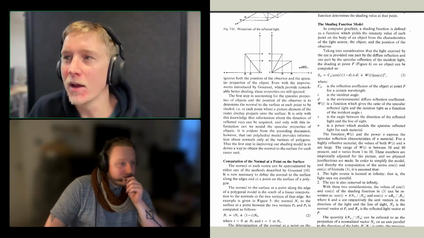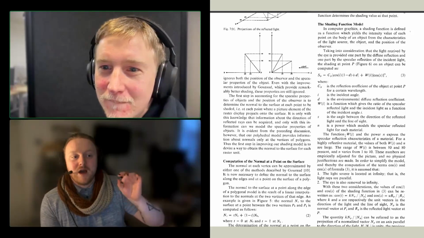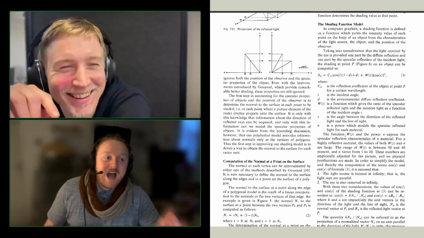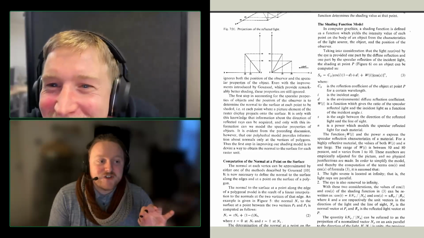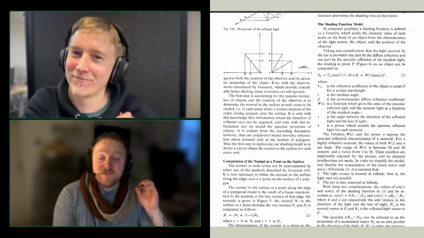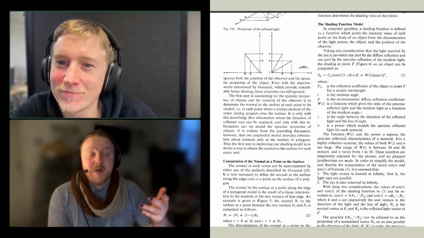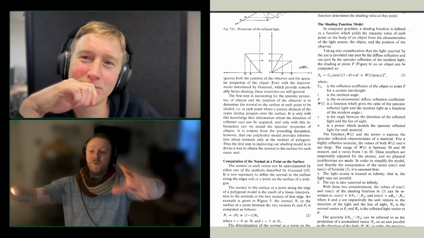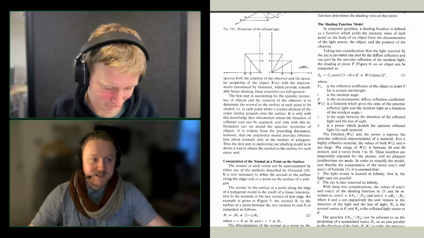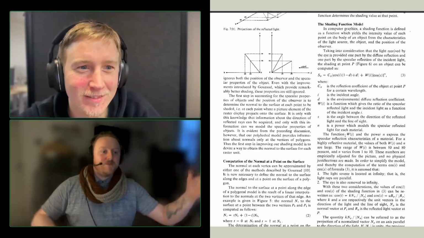Here is an equation that describes it. Before you describe the equation, I will just read the definition of what a shading function is. In computer graphics, a shading function is defined as a function which yields the intensity value of each point on the body of an object from the characteristics of the light source, the object, and the position of the observer. So we're talking here about, if I'm looking at a thing, where is the light more intense? Where is the light less intense in relation to me and what the object is and what the light source is? Okay, so I understand the definition. Talk me through it.